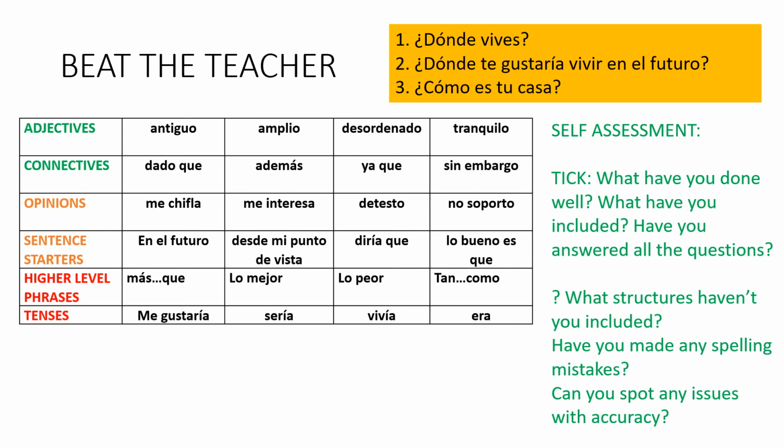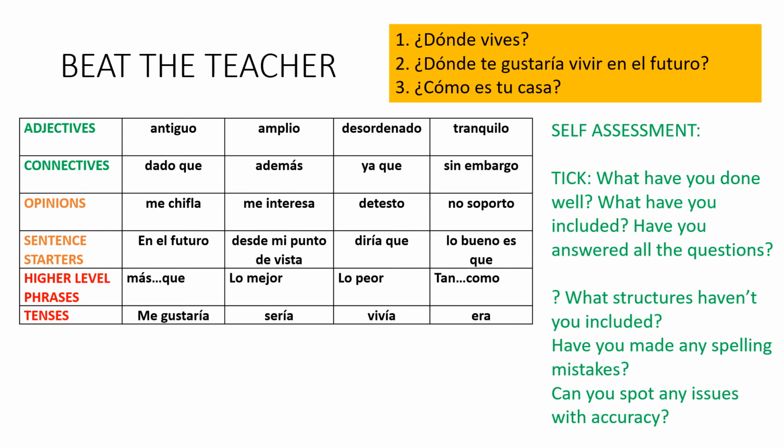And then your bottom section, you've got tenses. Me gustaría, I would like. Sería, it would be. So for example, you might say, me gustaría vivir en una casa grande. Sería moderna. So I would like to live in a big house. It would be modern. Then you've got vivía, I used to live. So en el pasado vivía en Japón. In the past, I used to live in Japan. And your last one is era, it was.